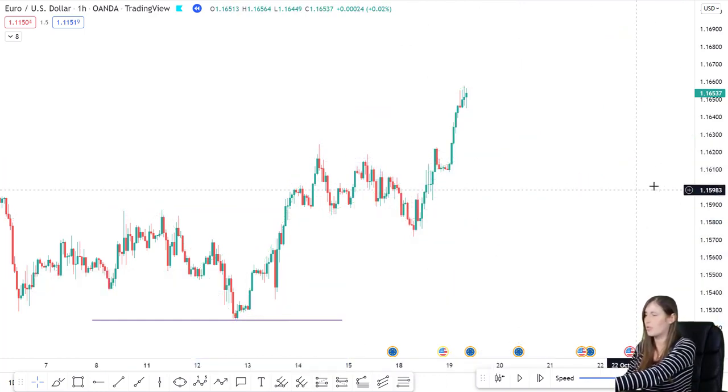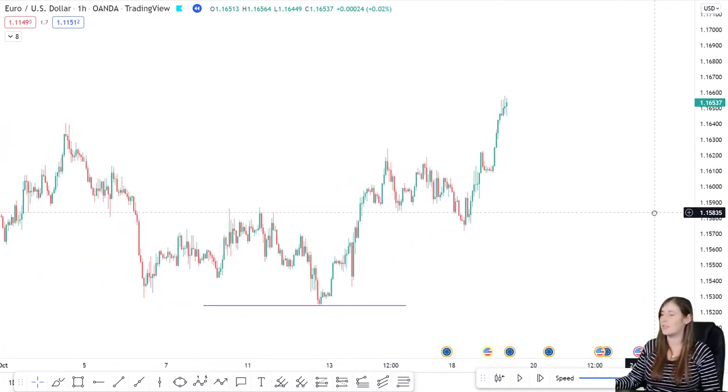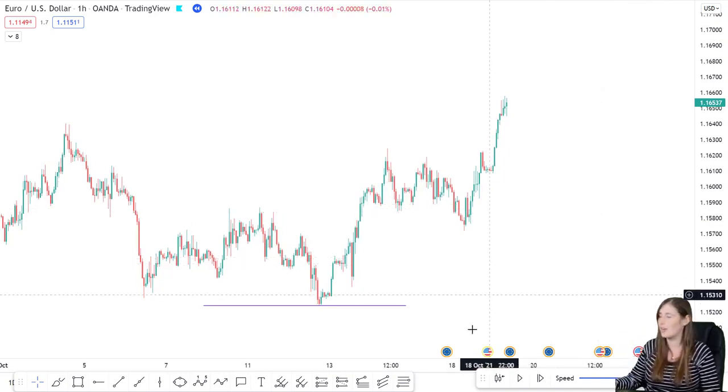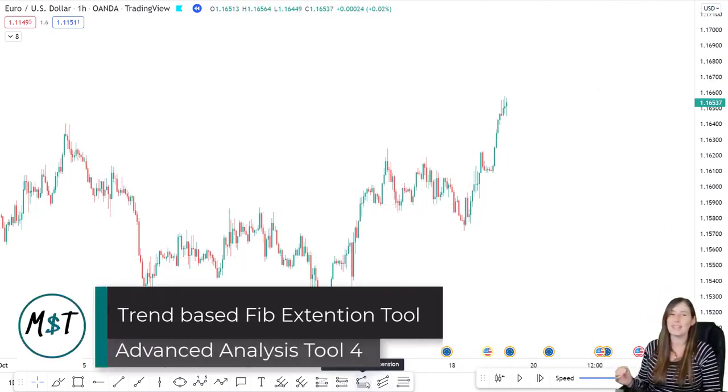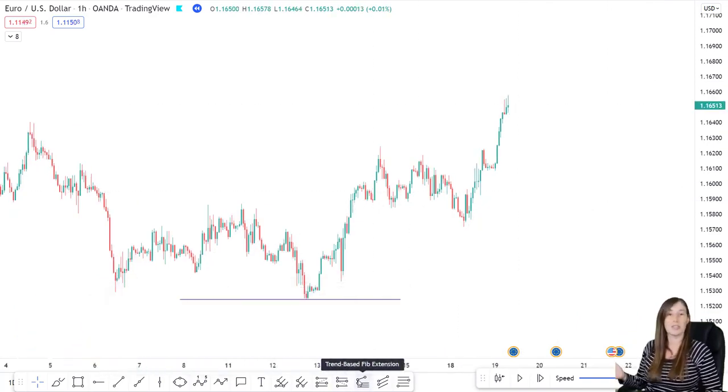So I'm just going to remove the fork now, and I'm going to move on to the fourth tool to share with you. That's one of my favorite tools I like to use, and a lot of you have been asking about it, so hopefully this will clarify that tool for you now. And that is the trend-based fib extension tool. Now, the way that I like to use this trend-based fib extension tool, as you can tell, it's another trend-based tool. The fibs usually are.